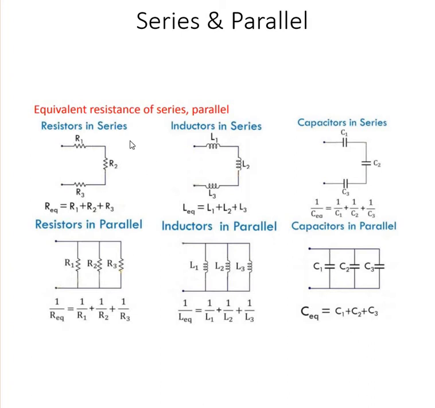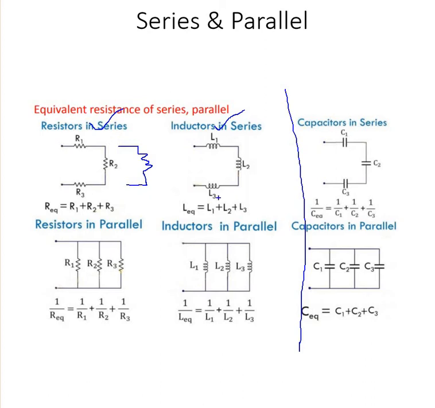For a large number of series connected elements, you will replace them with a single one. See here, 3 resistances are connected in series and I want to replace them with a single resistance. How will I replace them? If the circuit is connected in series, you do the addition. Resistance and inductance equations are similar, both are additions. So R1 plus R2 plus R3, and similarly for inductance L1 plus L2 plus L3.